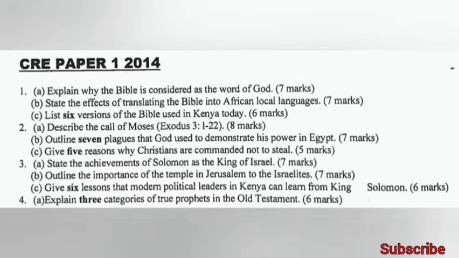Question 2a. Describe the call of Moses as found in Exodus chapter 3 verse 1 to 22. B. Outline 7 plagues that God used to demonstrate his power in Egypt. C. Give 5 reasons why Christians are commanded not to steal.